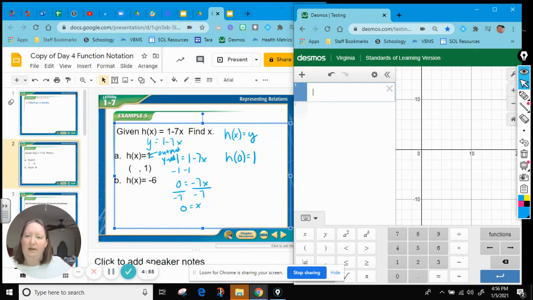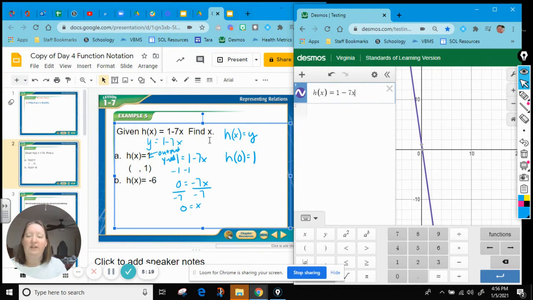And let's type in h of x. It asks us if we want to use a slider for h. We do not this time. Equals 1 minus 7x. Okay, so where did I get that? That was given to me in this equation. And now what I want to know about, it says it finds the x value.